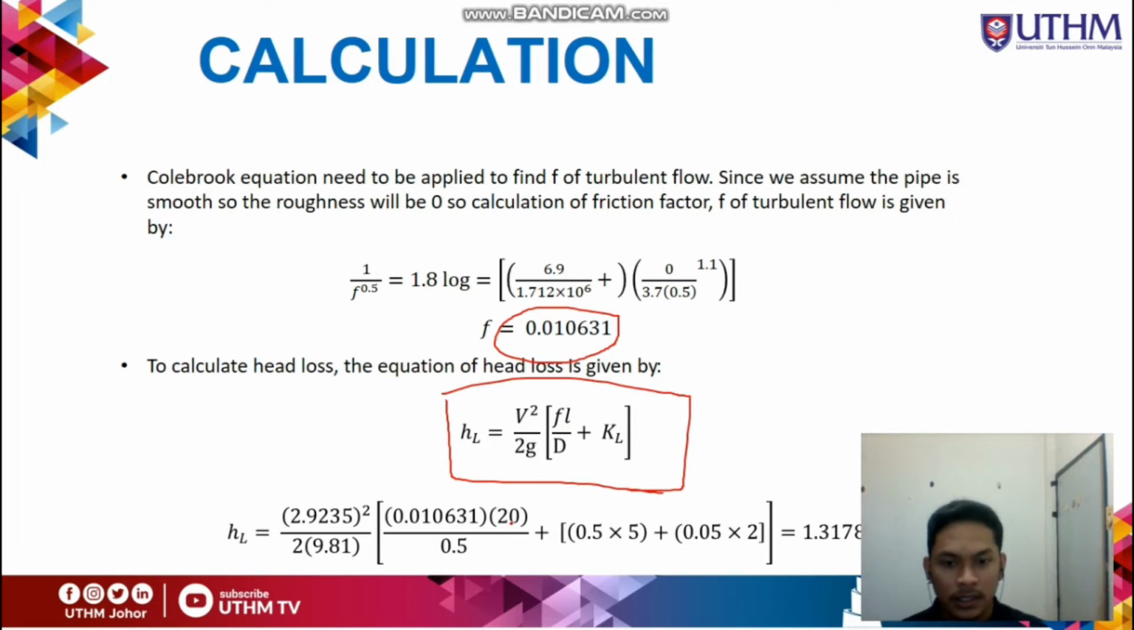L is 20, and D is 0.5, which is the diameter, plus KL. KL is the loss for each elbow. So 0.5 times 5 plus 0.05 times 2, and then we will get the head loss, which is 1.3178.